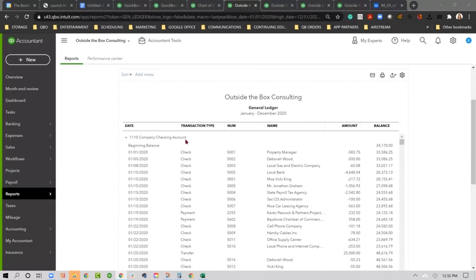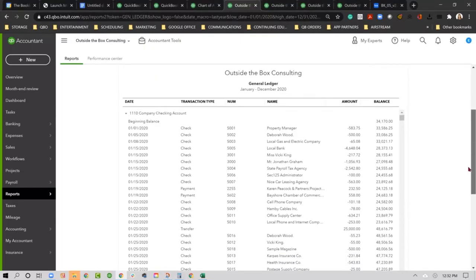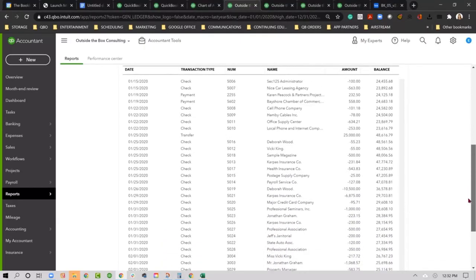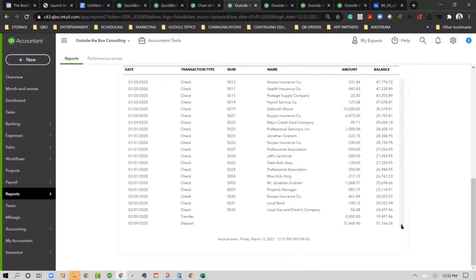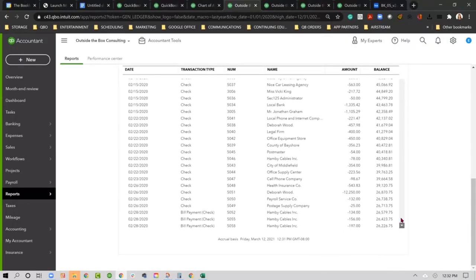So again, the general ledger is going to list all accounts on the chart of accounts for a date range and show every single transaction that went in and out of that, in this case, bank account through the year. So if I scroll down, you can see we've got a lot of activity in this. I'm gonna have to keep scrolling. This is a lot of information to just throw at somebody.